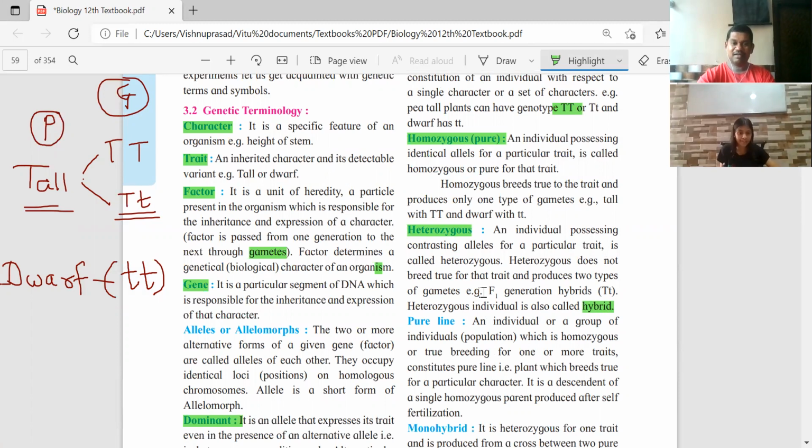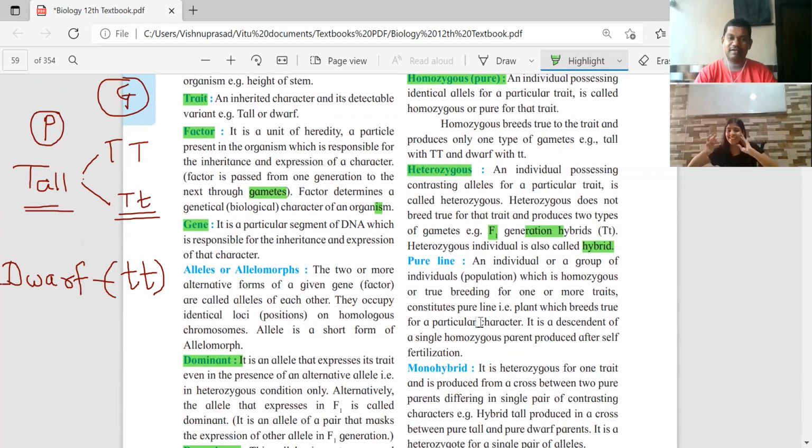What is the meaning of F1 generation? F1 generation means first something generation. First filial generation. Yes, correct.